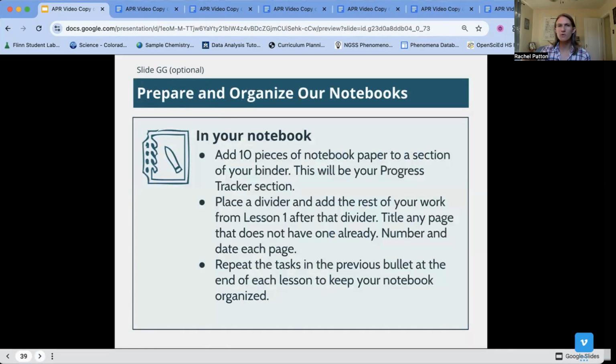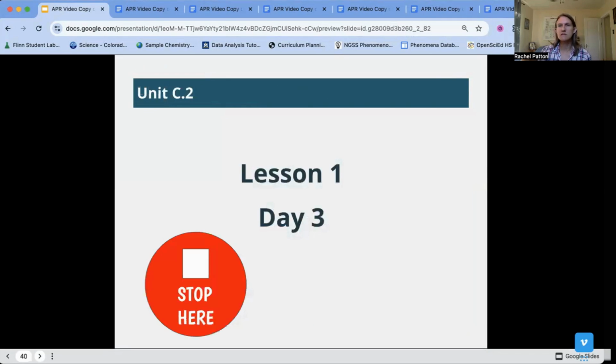And finally, if you have your notebook with you and you want to take a moment to organize your notebook to get ready for this next unit, feel free to do so now. Here are some suggestions for how to organize your notebook. You can pause here to read over this more thoroughly if you need to. If you need to go back and look at anything from this lesson, feel free to rewind the video to look back at other parts of the lesson. Otherwise, this is the end of lesson 1 of the OpenSciEd unit C2.